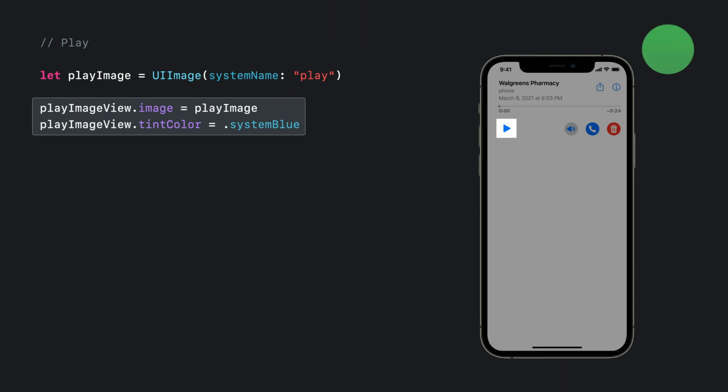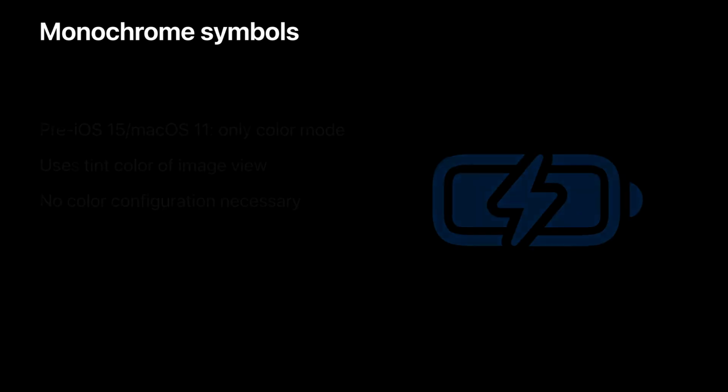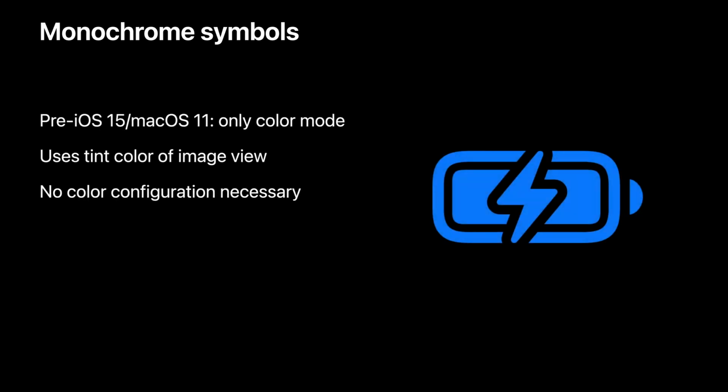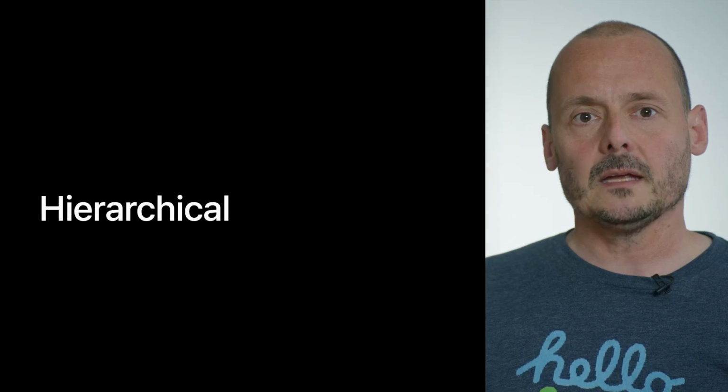And in order to accomplish this result, we create a new symbol image, assign it to the image view, and set the tint or accent color to configure the color of the symbol. And nothing has changed here. We don't need any extra configuration to render a monochrome symbol, as is the default behavior. So monochrome was the only rendering mode before iOS 15 and macOS 11. To specify a color, all we have to do is set the tint or accent color on the image view, and that's it.